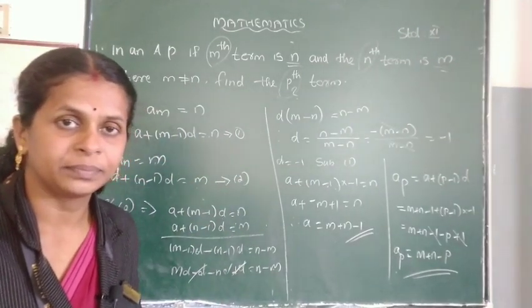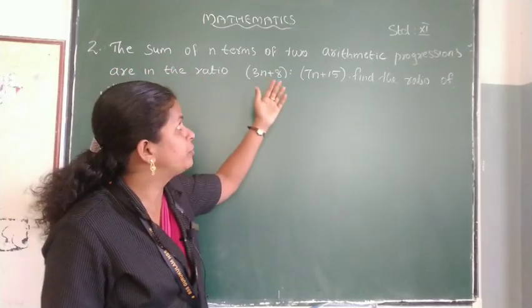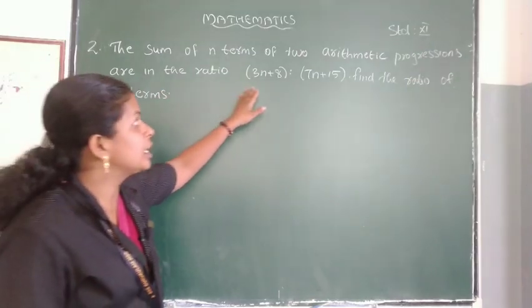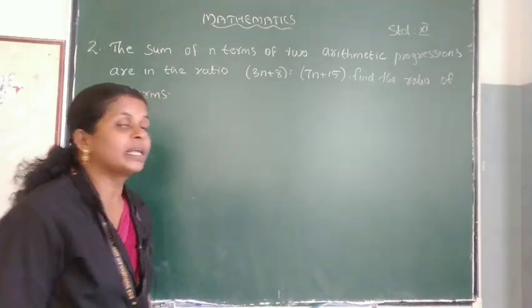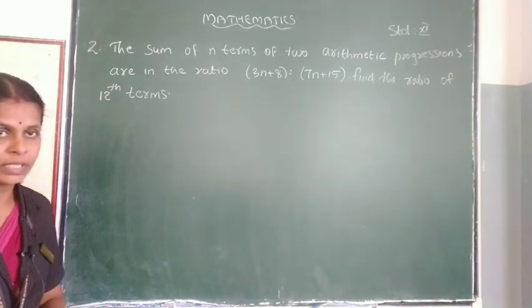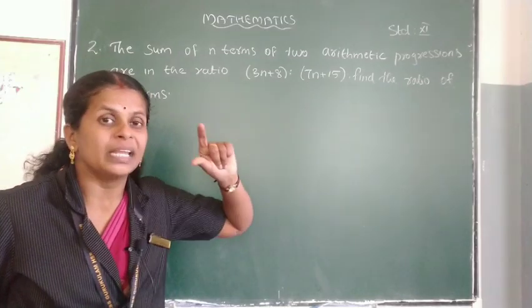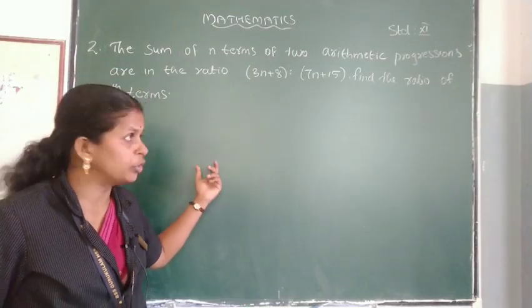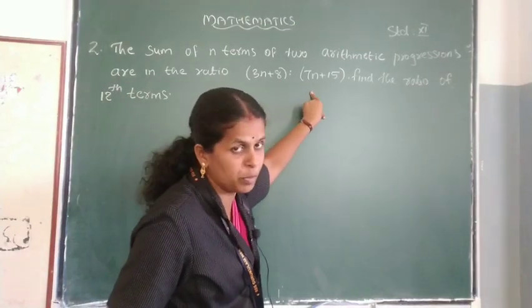Clear? Next question. The sum of n terms of two arithmetic progressions are in the ratio 3n plus 8 is to 7n plus 15. Find the ratio of the 12th terms. That is, the sum of n terms of two arithmetic progressions: the ratio of the sums of n terms of the two arithmetic progressions is 3n plus 8 to 7n plus 15.